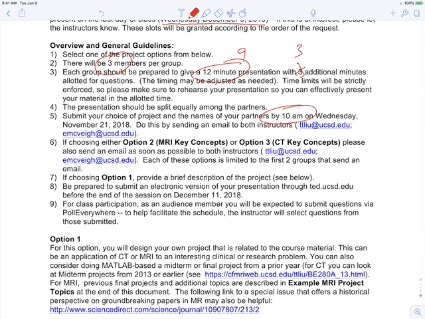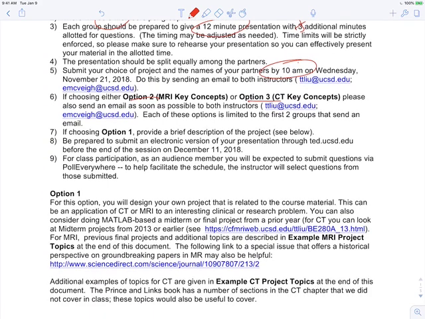There are 3 options. Options 2 and 3 are for those of you who want something a little more prescribed, and each option is limited to the first 2 groups that send an email to us saying that they want to do that option. Option 2 is reviewing MR in like 9 minutes, and option 3 is reviewing CT in like 9 minutes. So it's more like making a YouTube video sort of thing. I did this 1 year where I had all the groups do this, and it was a really long 3 hours. After the 10th presentation on MRI, you're just like, whatever. So in this case, we limit it to two per modality.